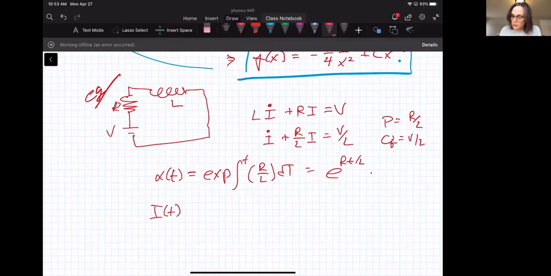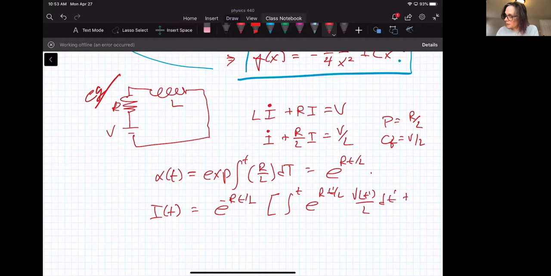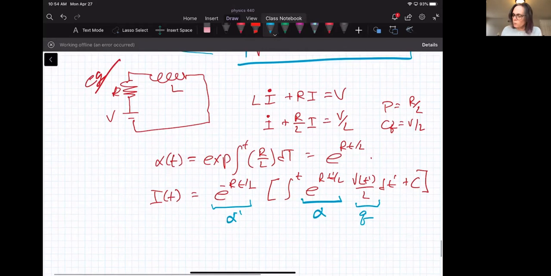I of t now is equal to e to the minus RT over L times the integral over t of e to the RT prime over L times v of t prime over L dt prime plus c. And just to point out, this is alpha to the minus 1. This is alpha, and this is q, right? And we've already embedded the p when we calculated that alpha.